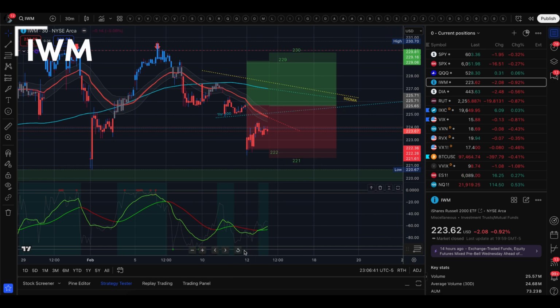However, I am just going to point out really quickly, we do have a bullish divergence right here, and we are quite a bit oversold. So IWM, big down day, 0.92% down. RVX down 0.35%. And we did close within the implied move here.